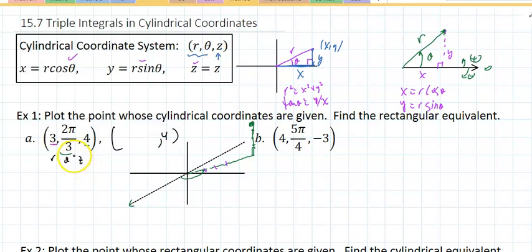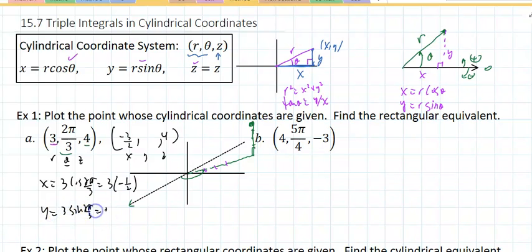If I want to convert, well, z is z. This is still 4. So basically we're saying if r equals 3 and theta equals 2 pi over 3, then x equals 3 times the cosine of 2 pi over 3, that is 3 times negative 1/2, so that's negative 3/2, and y equals 3 times the sine of 2 pi over 3, that is 3 times radical 3 over 2, so that is 3 radical 3 over 2. That would be the equivalent rectangular coordinates to that point, and there it is.